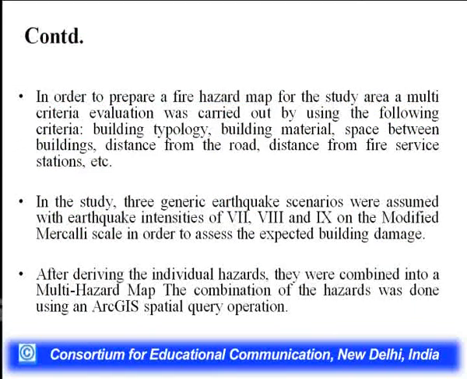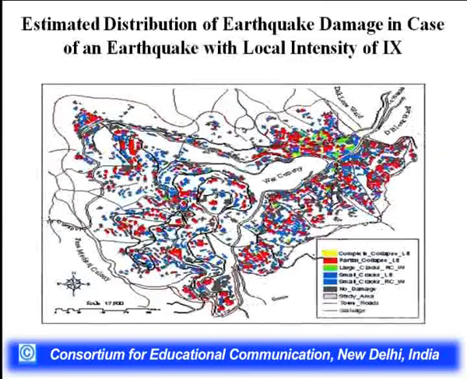some historical. In order to prepare the fire hazard map for the study area, they have done multi-criteria evaluation analysis. You can use this under a GIS framework, which is very, very important and available, and they have taken criteria of building typology, building material, space between two buildings, distance from the road, distance from the fire service station. Then in their study 3 generic earthquake scenarios are assumed, and after deriving the individual hazards, they were combined into the multi-hazard map in an ArcGIS framework.